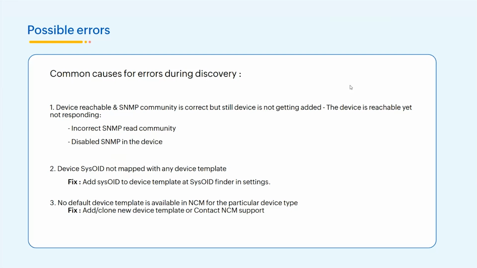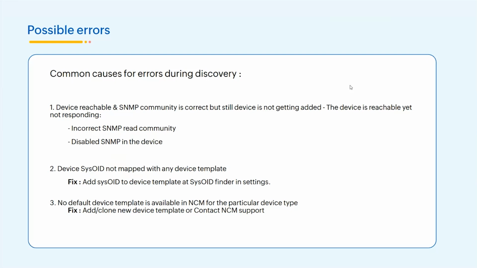So kindly check the read community and check whether SNMP is enabled in that device, and then click on discover again. The next one is if you encounter a situation where a device's object ID isn't mapped to any of the available device templates. It means that there won't be any templates to use for that device. In this case, go to the sysobject ID finder in the settings and add a new sysobject ID to the device template.